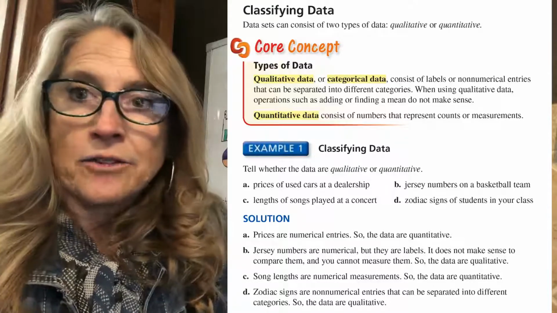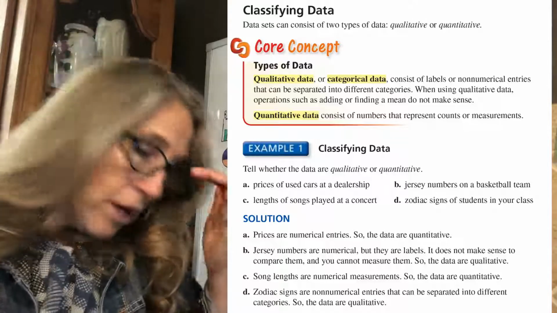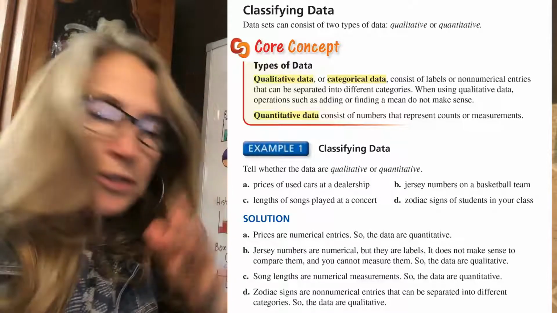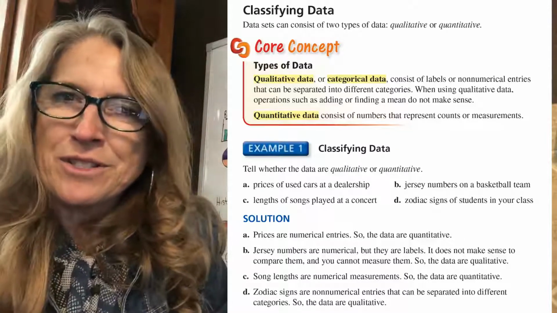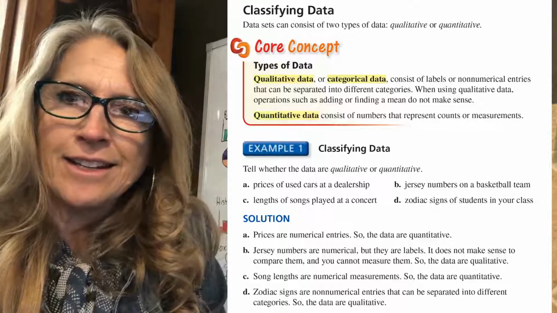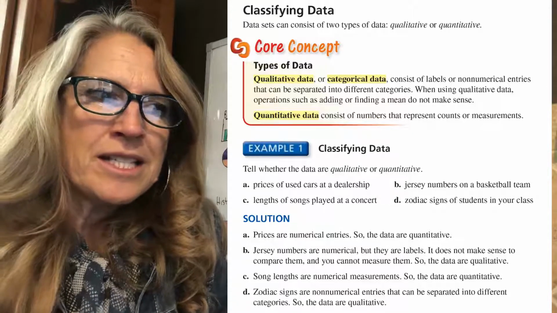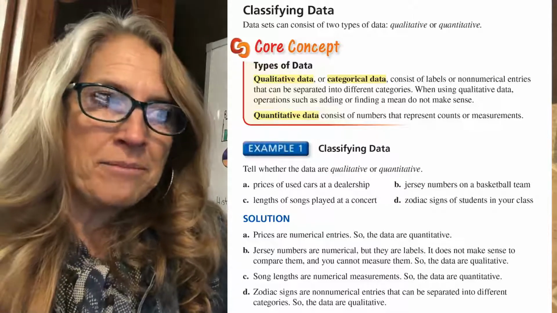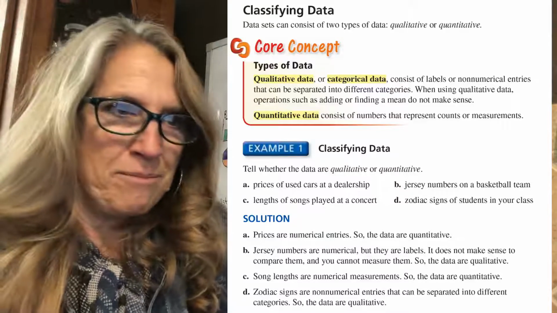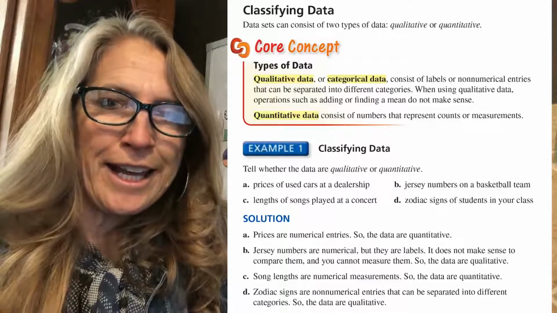B is another example: jersey numbers on a basketball team. While jersey numbers are numerical, they are really labels. They're not really telling us any data, right? They're just labels that people are wearing. So it doesn't make sense to really compare them. You can't really measure them. So the data is qualitative if you're looking at it like that.